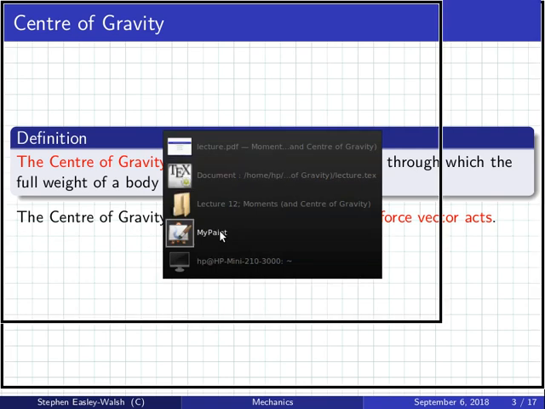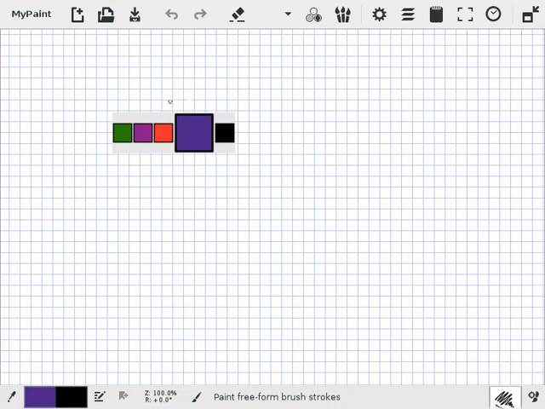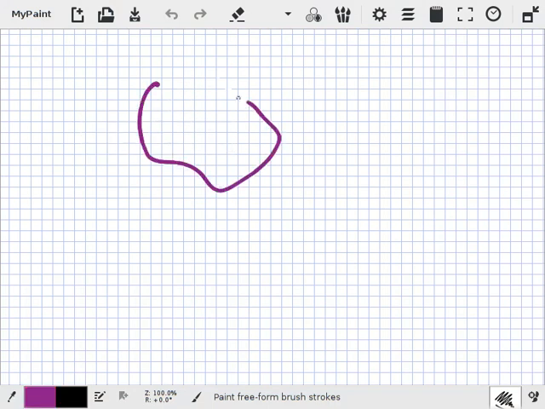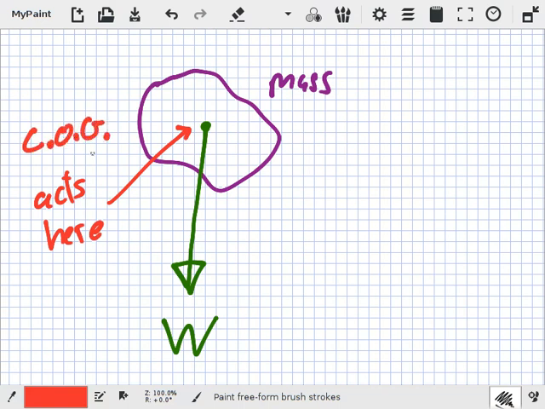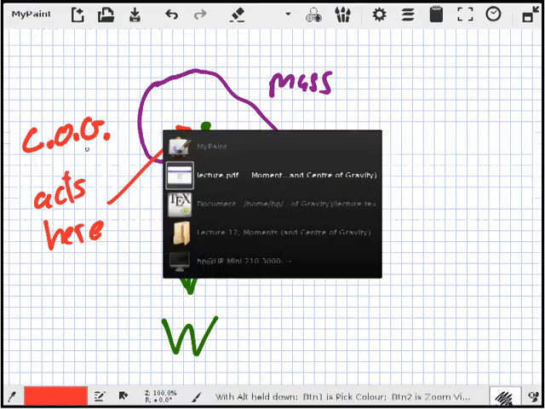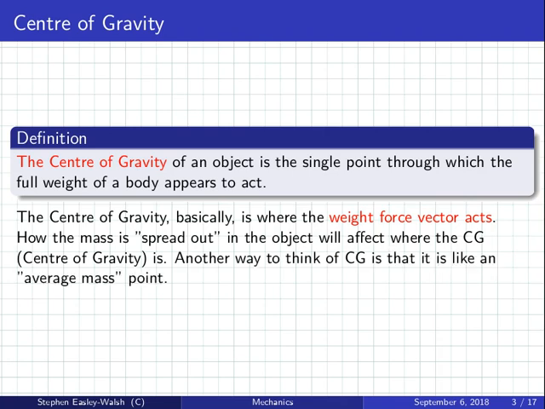So if I was to try and draw a picture of it, there we go. Here's a mass. There's a point here where the weight acts. So we call that the center of gravity, that point where it acts. And you realize it depends on how the object's mass is spread out. It's kind of like an average point.